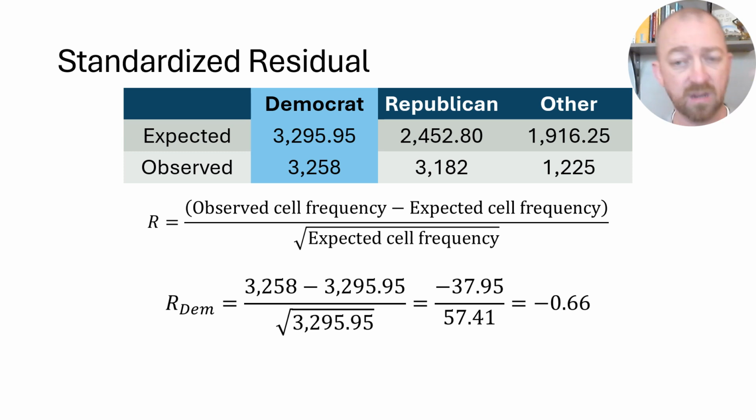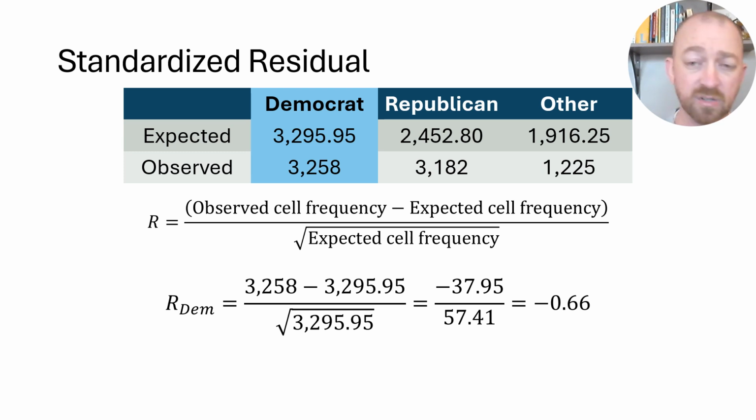Now, right here, of course, the negative sign doesn't matter. We're just interested in the absolute value. 0.66 is, of course, much smaller than 2, and so therefore this particular cell was not a major contributor to the chi-squared analysis. Okay, and so it looks like the Democrats didn't actually make any impact on this chi-squared value at all.